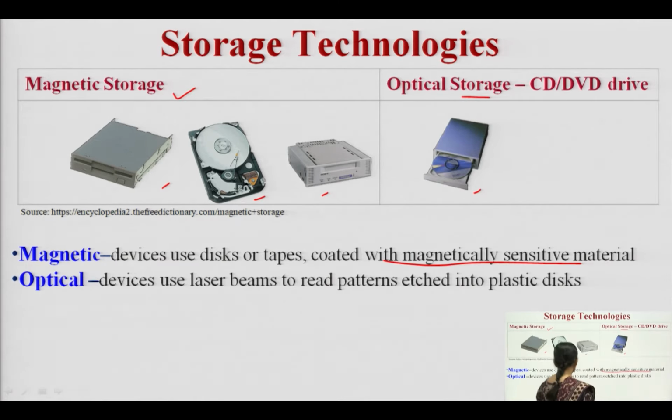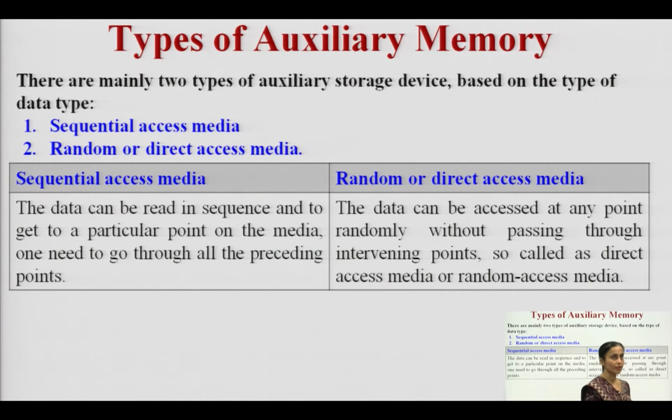Then the second category is optical. These devices use laser beams to perform the read operation, that is, to read the different patterns that are etched into the plastic disc, and they also perform write operations whenever the laser beam is applied at specific points. So, how can we categorize the different types of auxiliary memory?